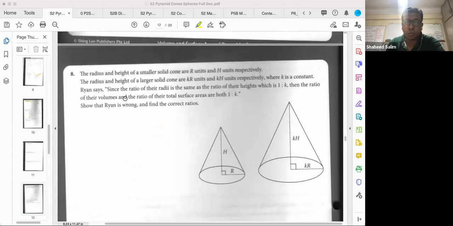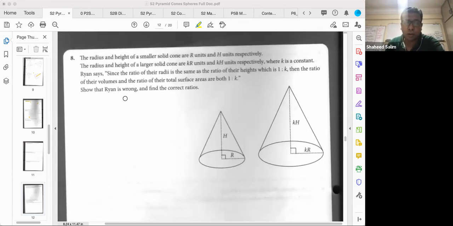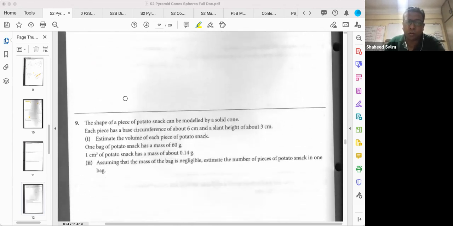These are the last two. Okay, let's see. The radius and height of a smaller solid are r units and h units. And we do not want to show Ryan is wrong.